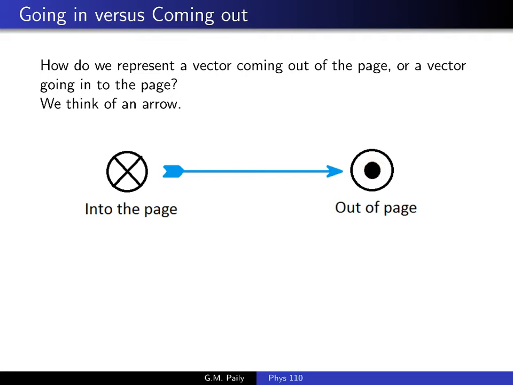How do we remember which symbol corresponds to which kind of vector? We think of an arrow. If an arrow is coming out of the page towards you, the first thing you see is the tip of the arrow, thus the dot. If an arrow is heading away from you, what you see are the feathers of the arrow, and thus the X.